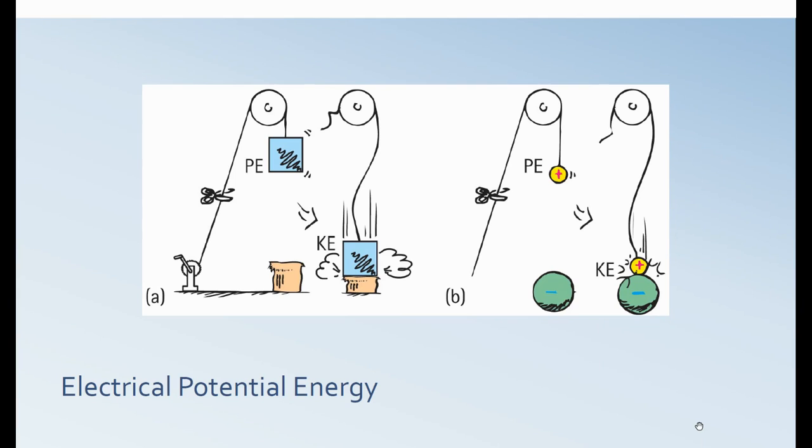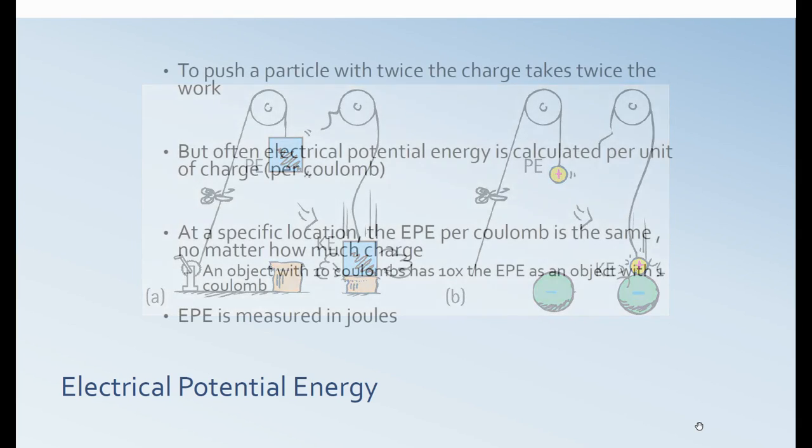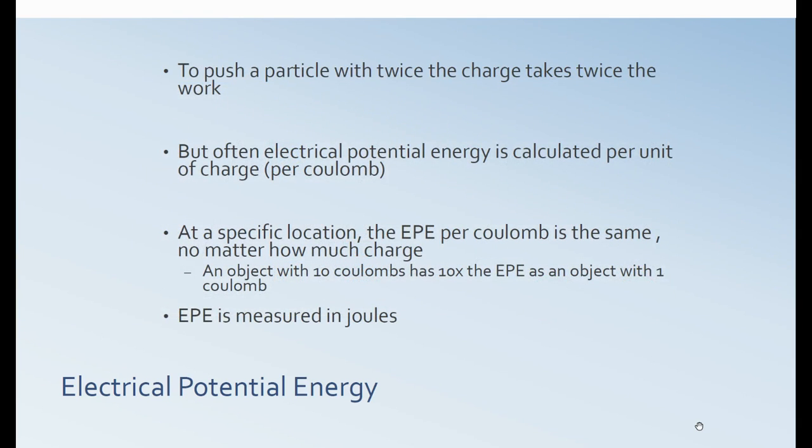So we're doing work on it. And it's going to have potential energy due to the fact that we've pushed it against the electrical field. But now if we take away the work we're doing, whatever force we're using to push the particle away, now all of a sudden its potential energy becomes kinetic energy as the particles are pulled together by that electrostatic force. If we have particles and one has twice the charge as another, it's going to take twice the work to push that particle against the electrical field.